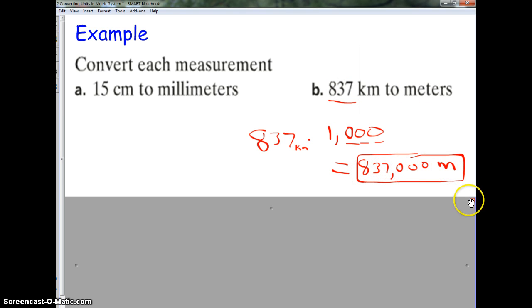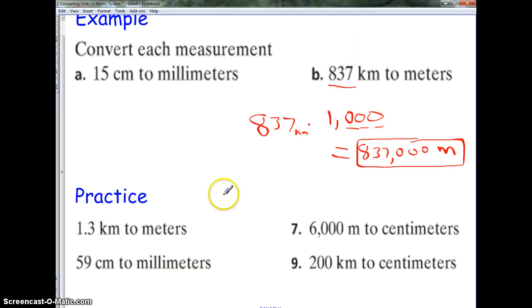837,000 meters. Okay? Here are some problems that I'd like you to do on your own. I'm going to move on here, but obviously pause the video so everybody has a chance to go over these 4 problems. Remember, we're multiplying on this slide. We're going from large units to small units, which means that we are multiplying. Okay, so go ahead and pause it and take some time for that slide. All right.